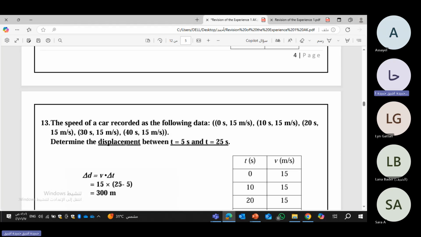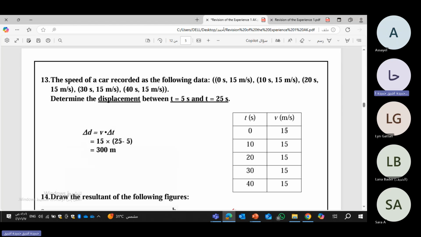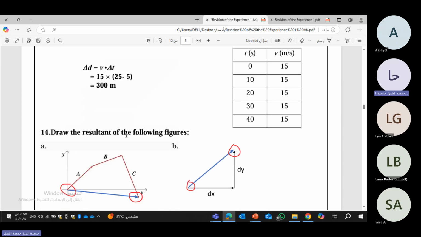Actually, here it's the same, girls. Only I changed the velocity. Instead of 10, I made it 15. So it's the same. First of all, you subtract the time, 25 minus 5, you will get 20, and then 20 times 15, 300 meters, okay?